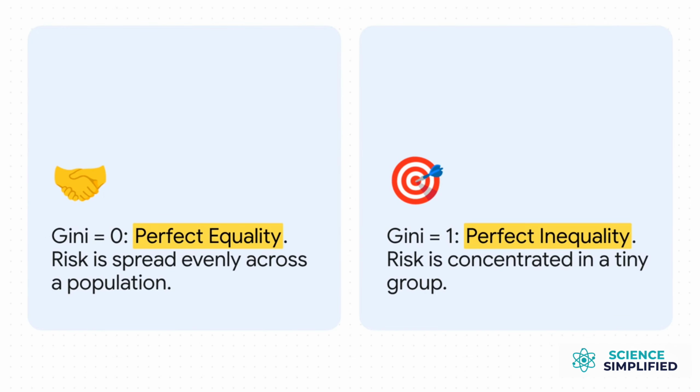Think of it this way. Imagine you're at a party with 100 people and 100 cookies. A Gini score of 0 means everybody gets exactly 1 cookie, fair and square. A Gini score of 1, that means one person gets all 100 cookies and the other 99 people are just out of luck. It's a really simple but powerful way to measure how concentrated something is.